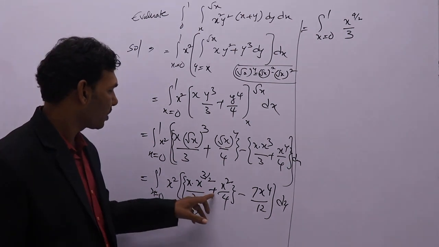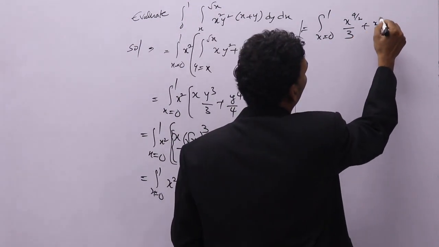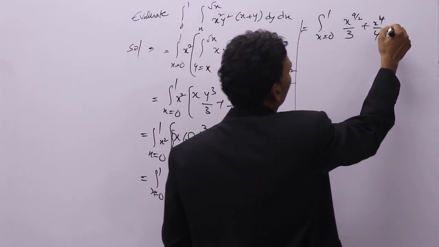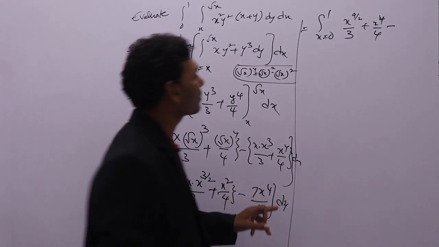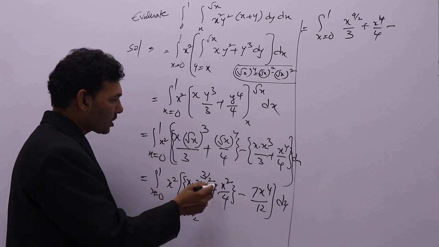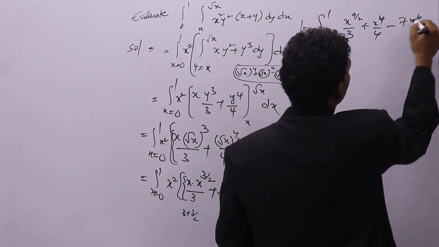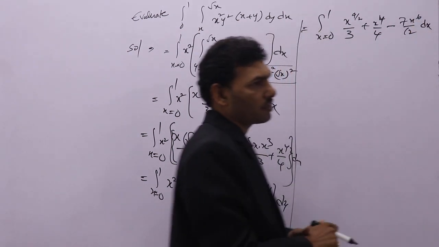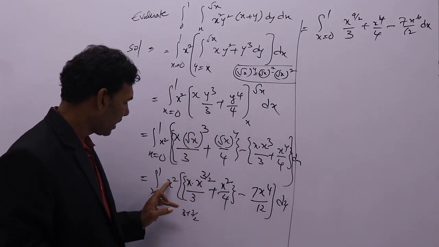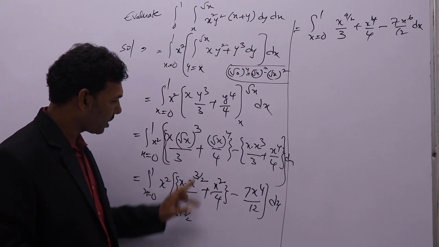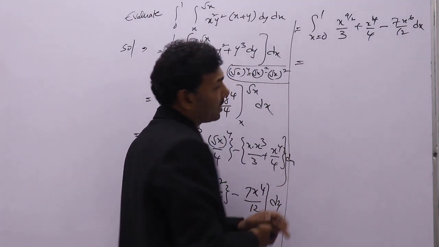Clear? Next, multiply this one with x square: x square into x square, x power 4 by 4, minus. Multiply again this one also with x square: x square into x power 4, x power 6 by 12 dx. Clear? Any doubts you can express. Here in the multiplication, x square into x cube, 3 plus 3 by 2, you will get 9 by 2. Now here I am going to use integral x power n.